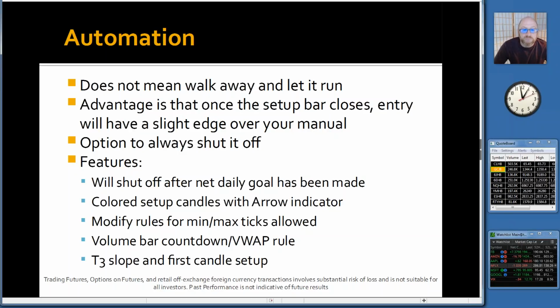All right, what does the automation have? It has all these features to mention. Everything that I talked about today, being able to modify those. You can have the volume bar countdown with the VWAP rule as well. Only take trades that are above the VWAP in direction of the slope or below. All those things can be turned off.